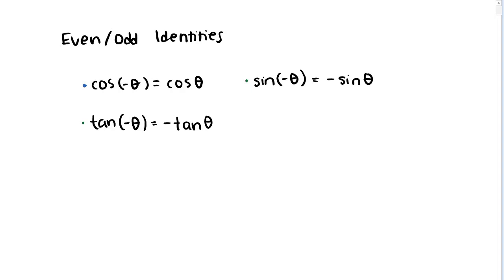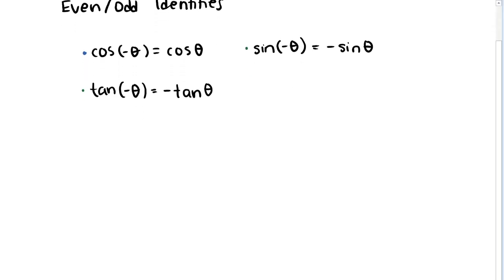You can imagine rotating the graphs 180 degrees around the origin and you get the same graph. Or you can imagine reflecting both over the vertical axis and the horizontal axis one after the other, and you get the same thing. And so these are the even and odd identities. These I would definitely want you to commit to memory.